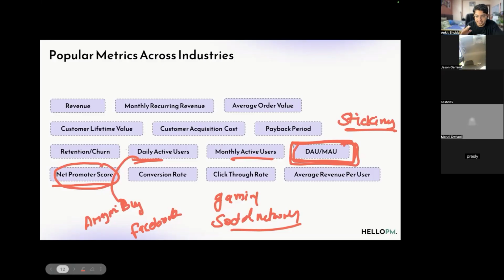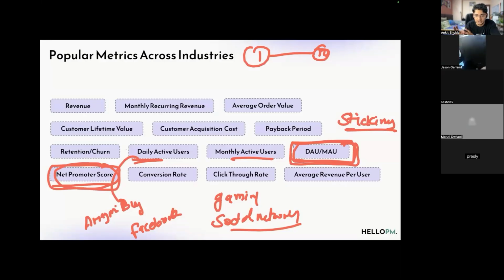You might have seen a lot of apps and products ask you, on a scale of 1 to 10, how likely are you to recommend this product to other people? That is called net promoter score. This is an indicator of whether people are actually liking your product, whether they like it enough to tell other people as well.